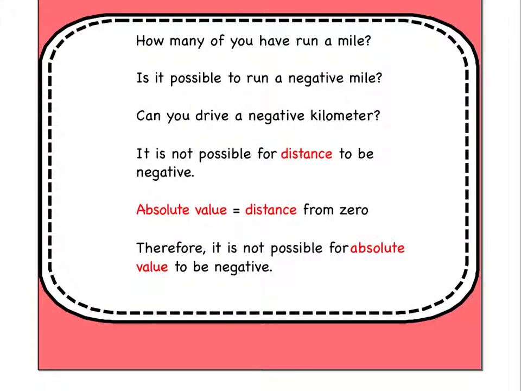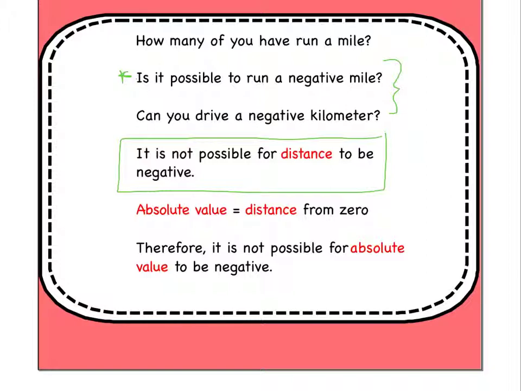The first question I ask is how many of you have run a mile? I assume almost every single one of you ran the mile last year in gym class. The real question here is whether or not it's possible to run a negative mile. Is there negative distance? These two questions here. Right here is something that's really important. And it says it is not possible for distance to be a negative.